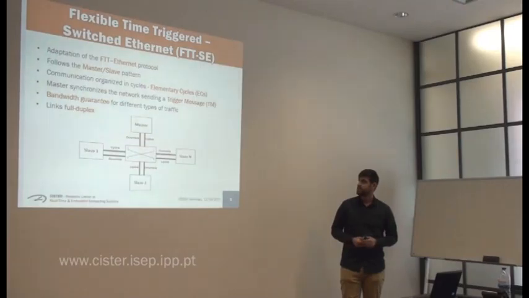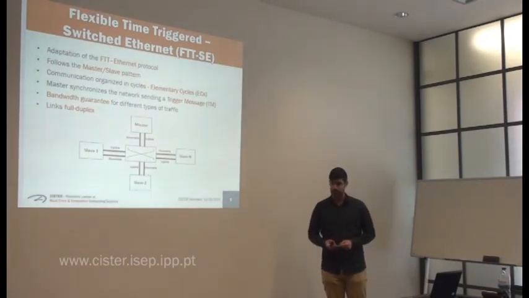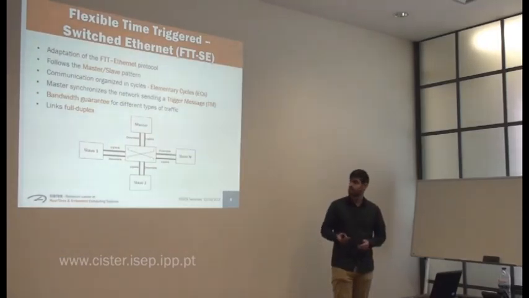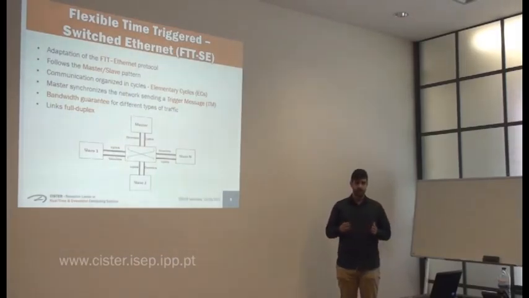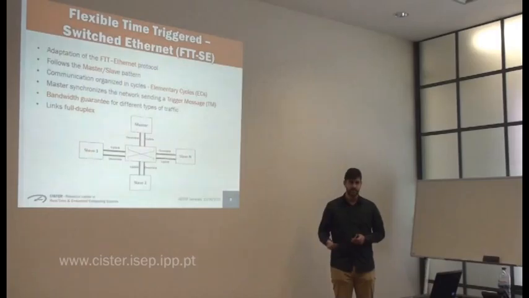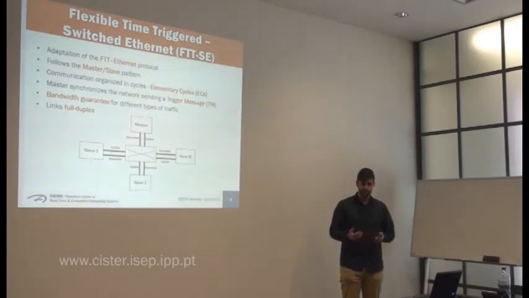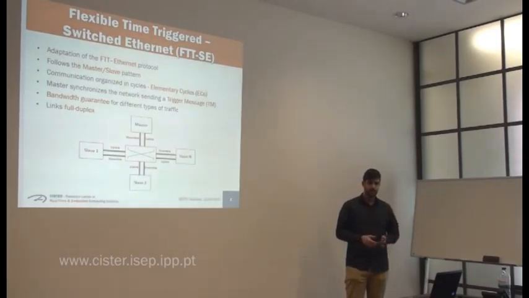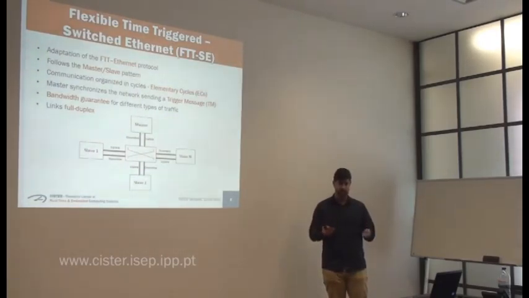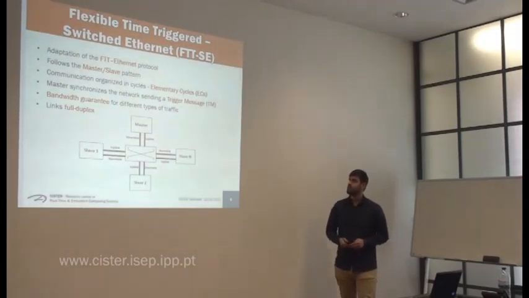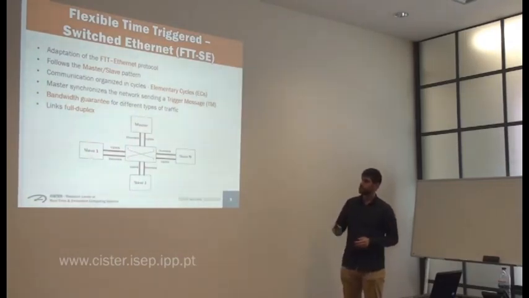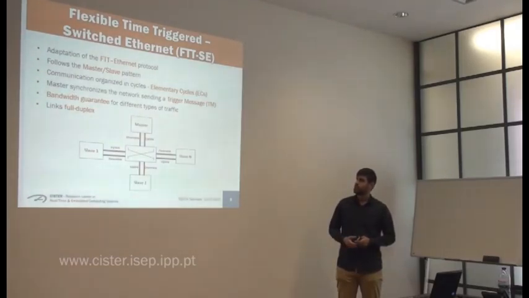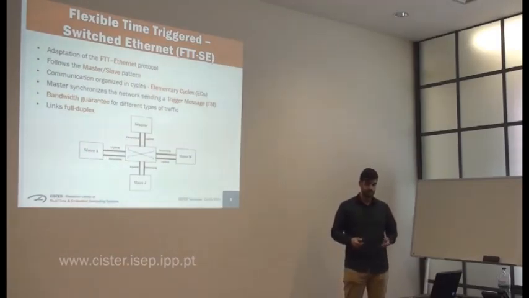The communication in the FTT-SE protocol is organized in fixed time slots called elementary cycles, and each EC starts with the master sending in broadcast to all the slaves a message called the trigger message. That message includes in the payload information about all the traffic that will be transmitted in that elementary cycle. The protocol allows bandwidth guarantees for different types of traffic, and with switched Ethernet we can have full duplex links, which avoid collisions.